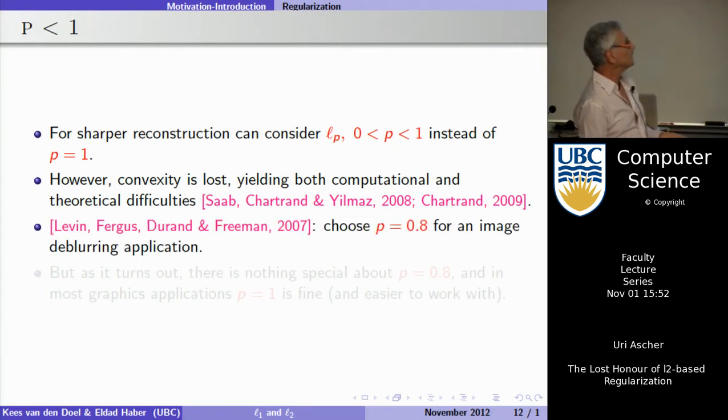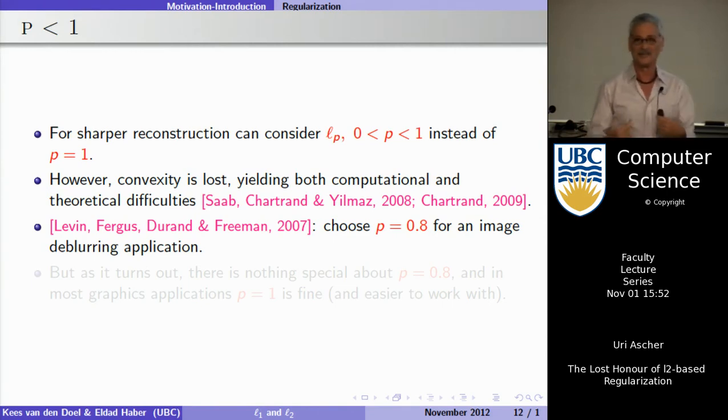In computer graphics, this hit the shelf, I was going to say, but it percolated into the level of recognition with a paper in SIGGRAPH in 2007, where they chose p equals 0.8 for some deep blurring application. There was a time that I was very interested to know what is special about p equals 0.8. I found nothing.